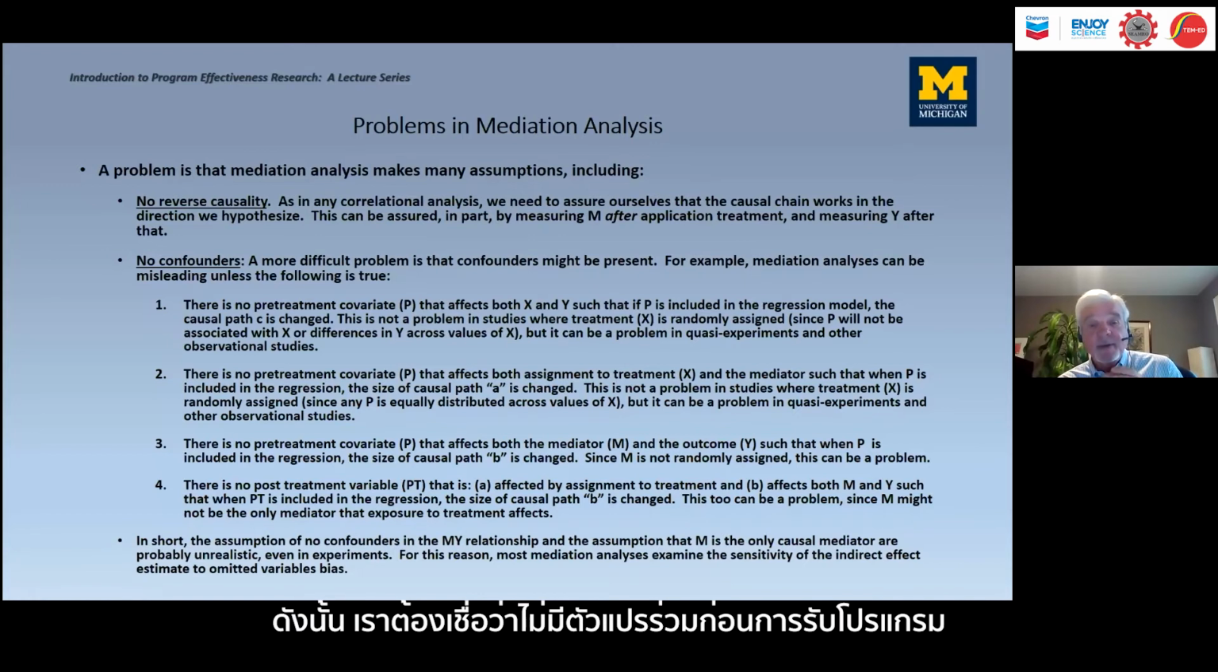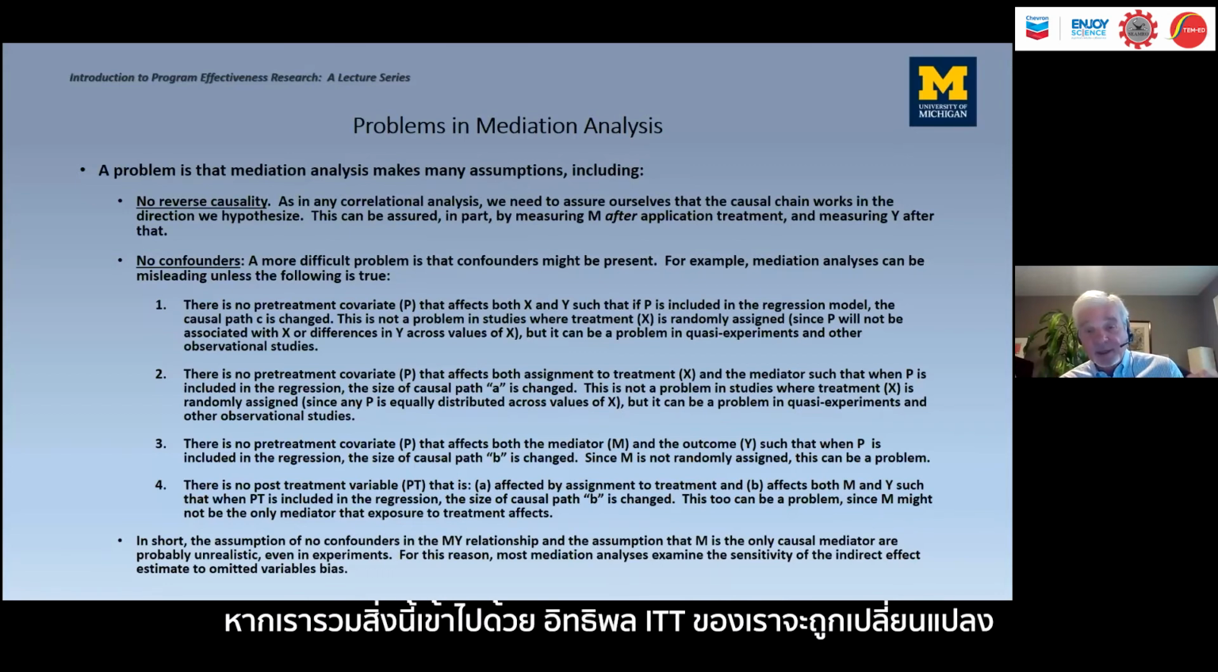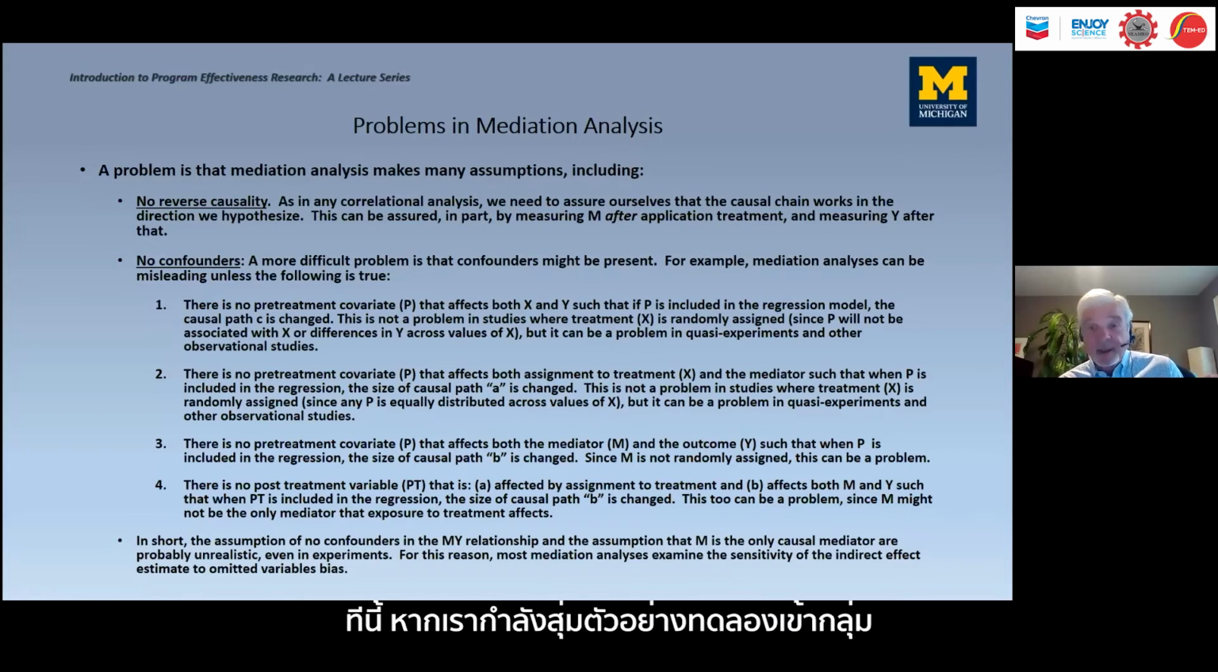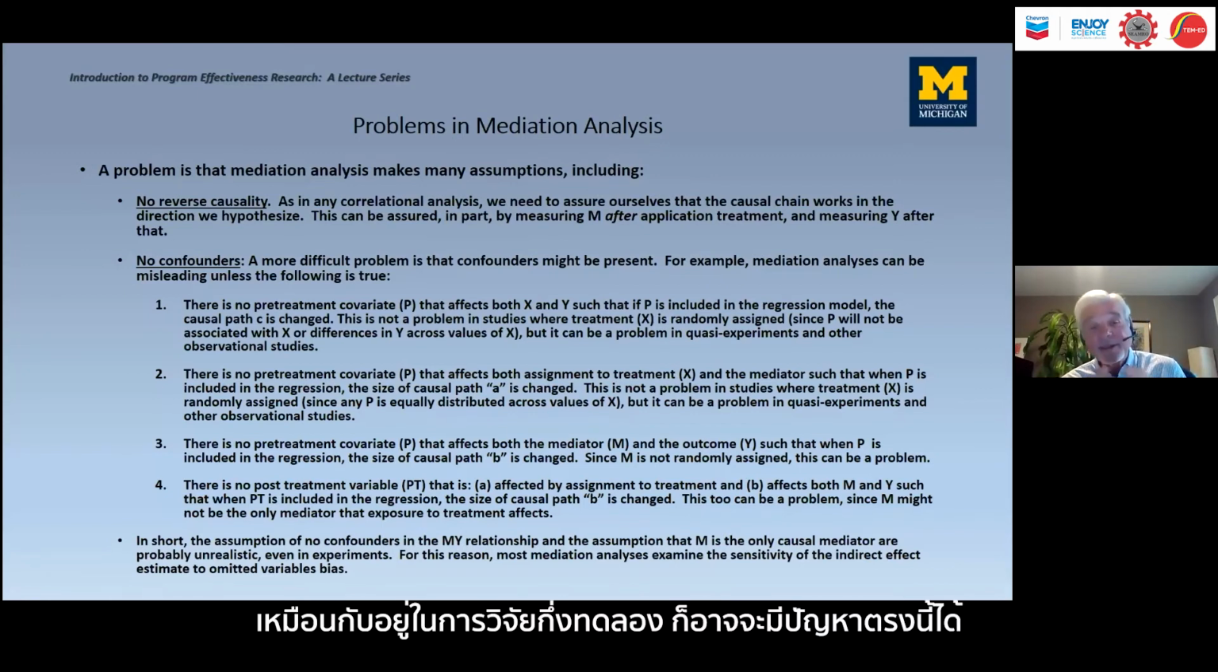So we have to assume there's no pre-treatment covariate that's affecting both assignment to treatment and the outcome, such that if we included it, our ITT effect would be changed. Now, if we're doing random assignment, then that assumption is a sensible one and we can proceed. If we're not, like in a quasi-experiment, maybe there's a problem here.